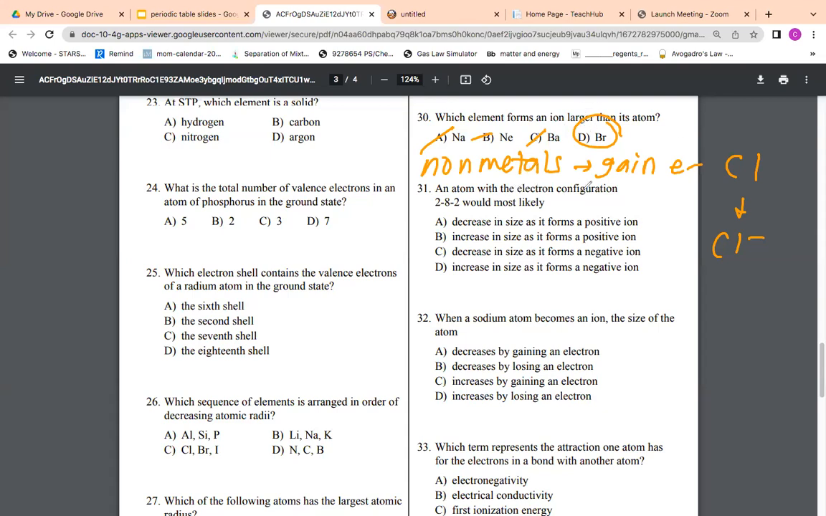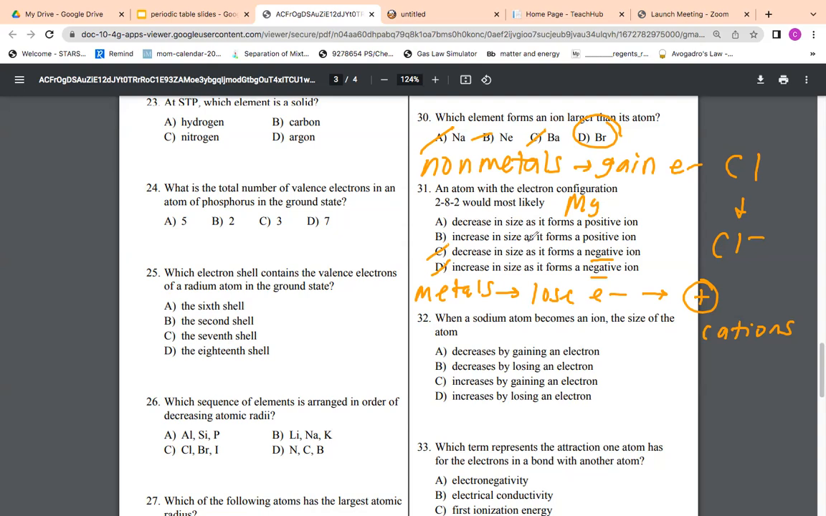Number 31, an atom with the electron configuration 2,8,2 would most likely do what? 2,8,2 describes magnesium. Magnesium is a metal. Metals like to lose electrons. Again, electrons are negatively charged, so if you lose something negative, you become more positive. So they form positive ions, the cations. I can eliminate C and D because I see a negative ion there, so that doesn't make any sense.